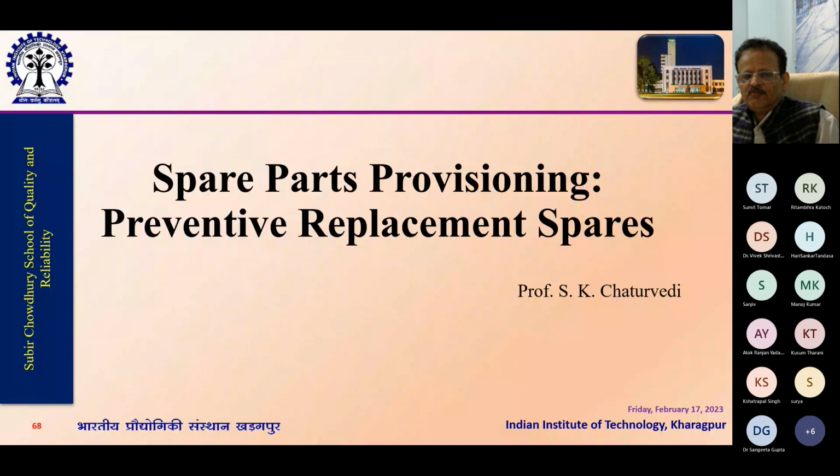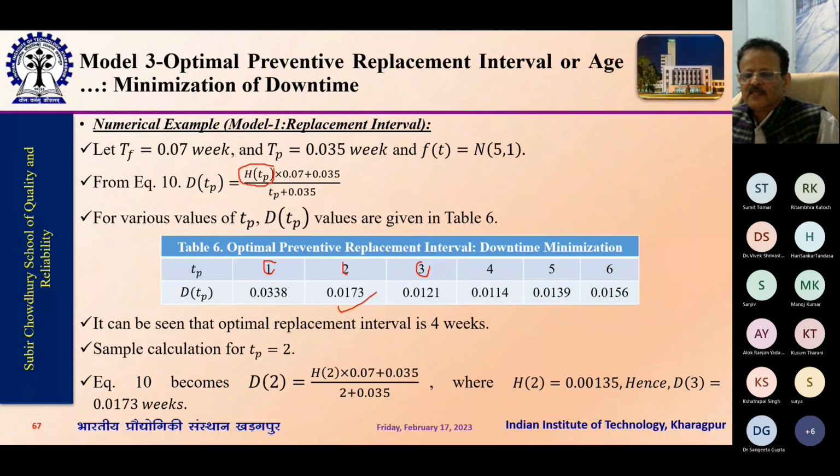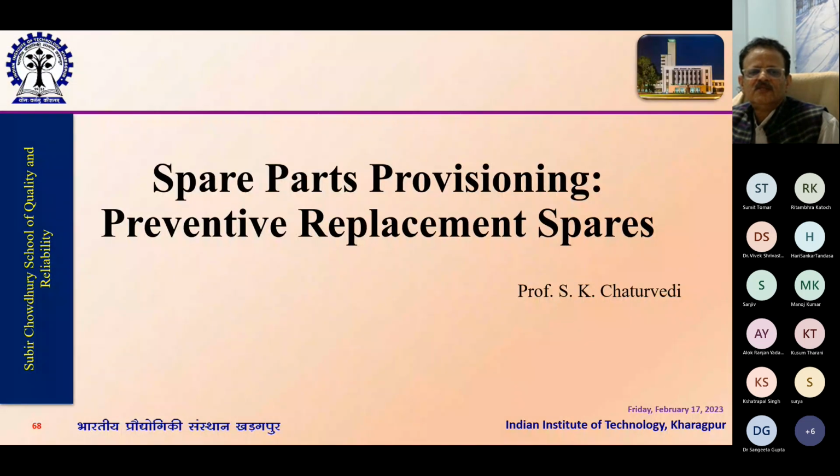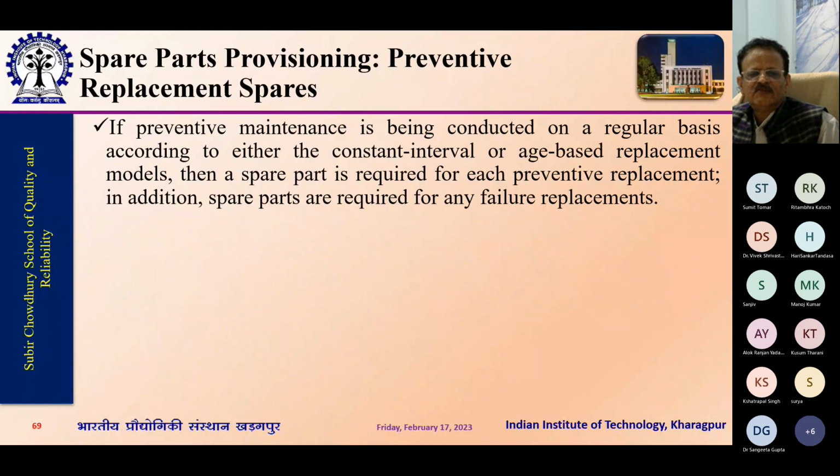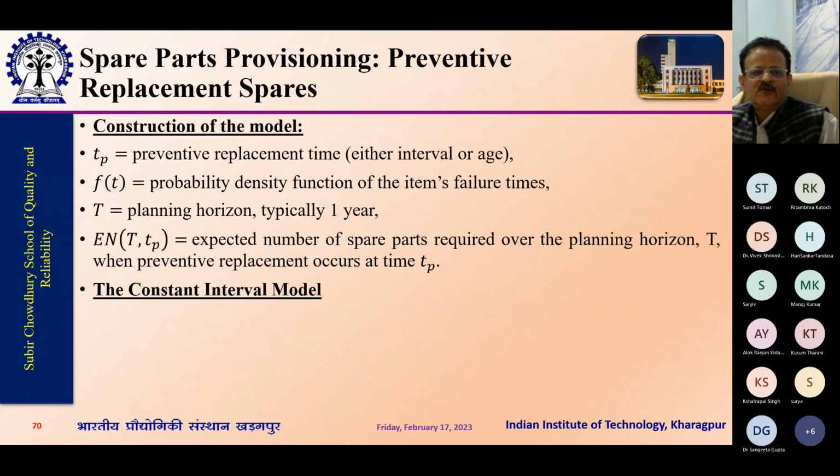Okay. So basically, as far as the lecture is concerned, I have covered the models, but the extension of this could be to find out the spare parts. For example, there's preventive replacement time. Now you very well know the time to failure distribution. You also know the planning horizon, typically say 1 year, and you try to find out what is the expected number of spares to be kept.